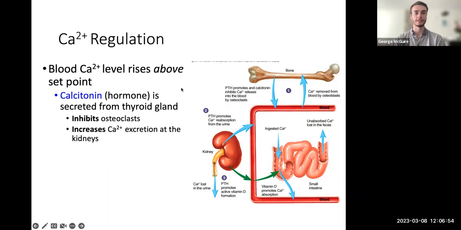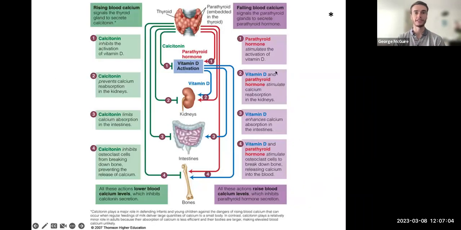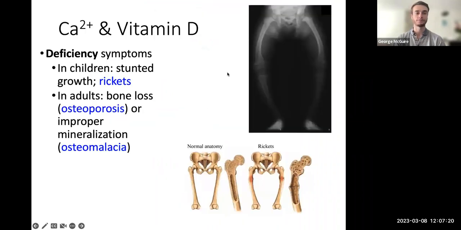And then calcitonin does the opposite. It inhibits those osteoclasts and increases excretion, trying to lower how much calcium we have in our blood. So you see all these various pathways shown here. All these arrows are showing an activation or stimulation, and all these hard stop lines are showing inhibition. You can see where these various hormones play a role and where vitamin D plays a role.